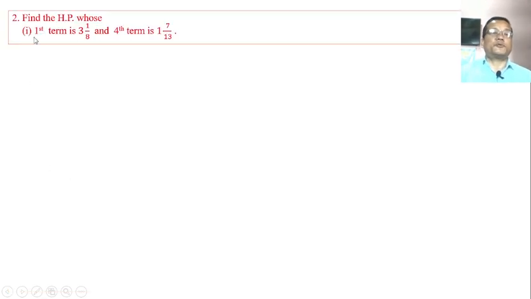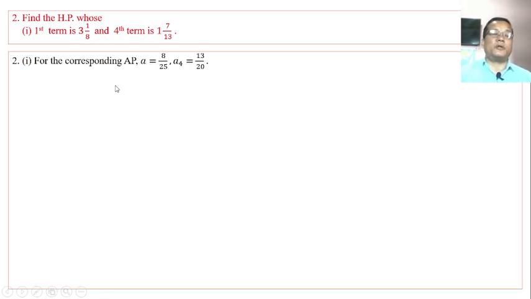Find the HP whose first term is this and fourth term is this. For the corresponding AP, the first term is the reciprocal, that is 1 by 25, and the fourth term is the reciprocal as well.